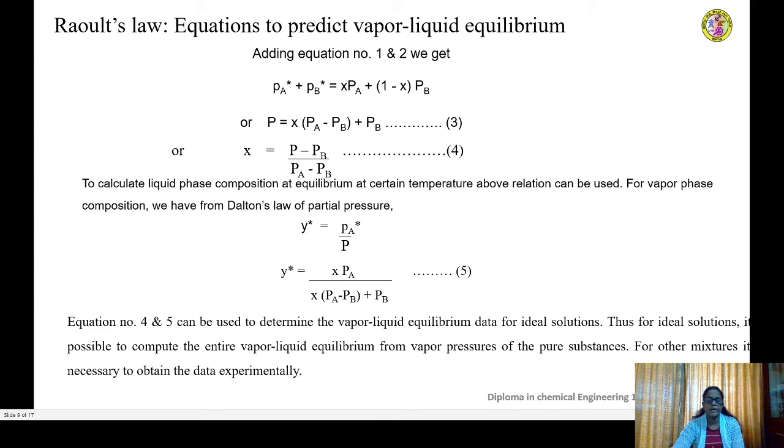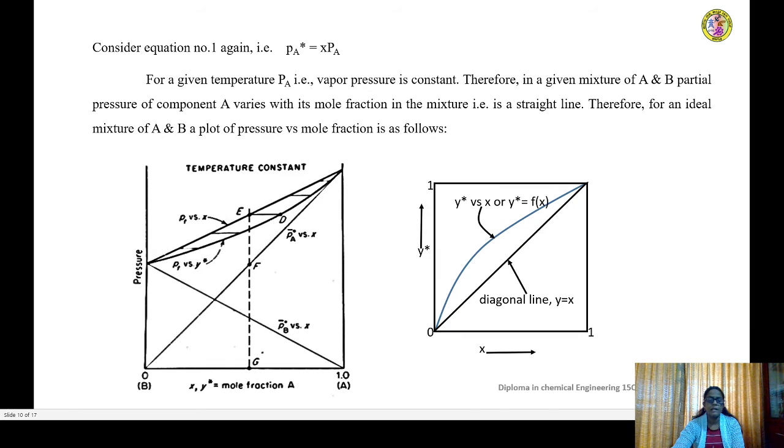So equation number 4 and 5 that are obtained in this manner can be used to determine the vapor liquid equilibrium data for the given ideal solutions. Thus, for ideal solutions, it is possible to compute the entire vapor liquid equilibrium from the vapor pressures of the pure substances. For other mixtures, it is necessary to obtain the data experimentally. So that is the significance of Raoult's law and how it helps us to calculate or predict the vapor liquid equilibrium for a given system of vapor and liquid.